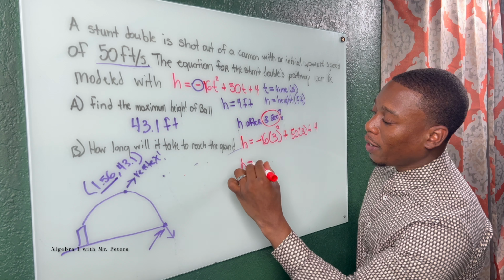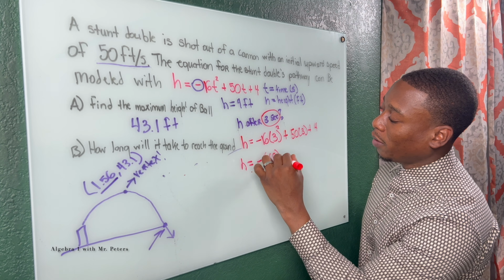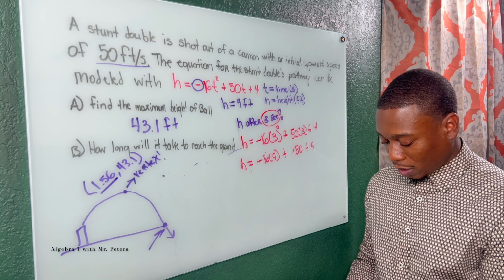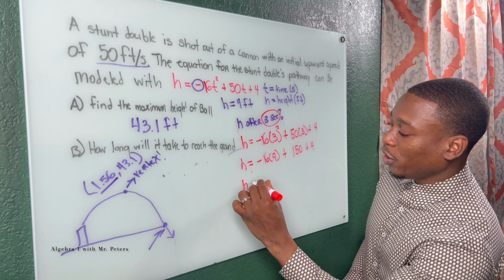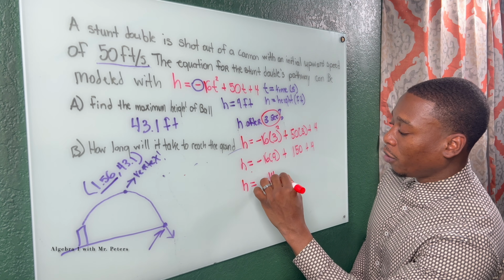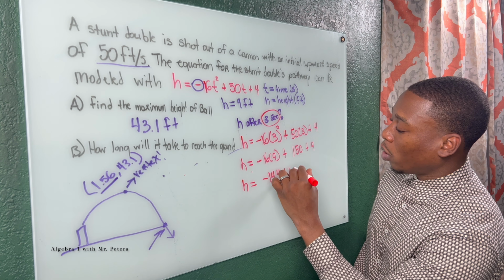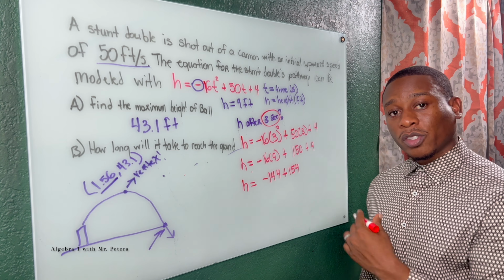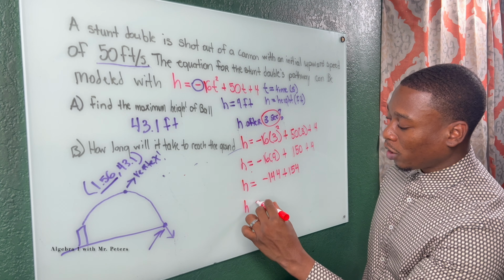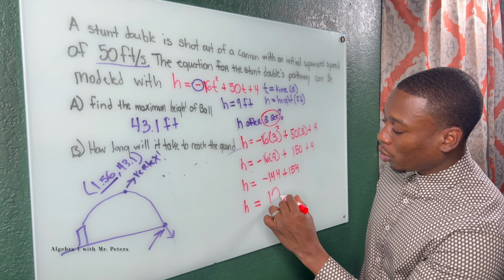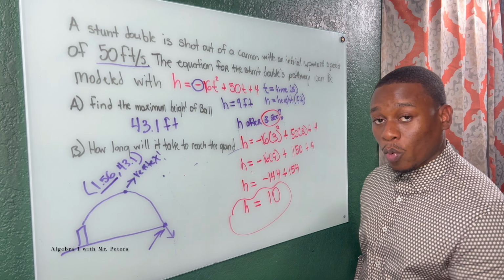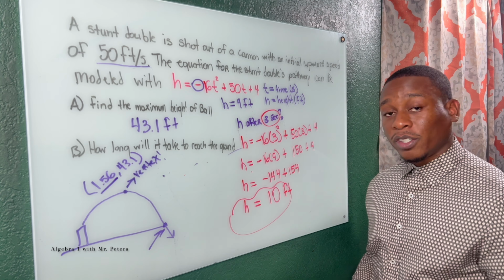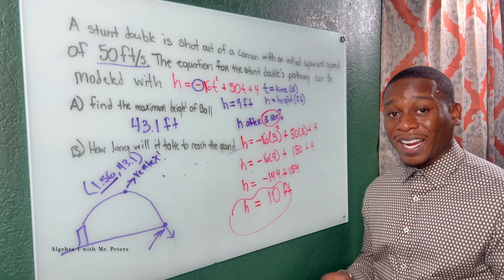All right, so when we simplify now, we're going to have negative 16 times 9 plus 150 plus 4. So let's multiply 16 times 9. So h is equal to negative 144 plus 154, right? So now once we combine these, we know h is going to be equal to positive 10. So we know after 3 seconds, the stunt double is going to be 10 feet high in the air.